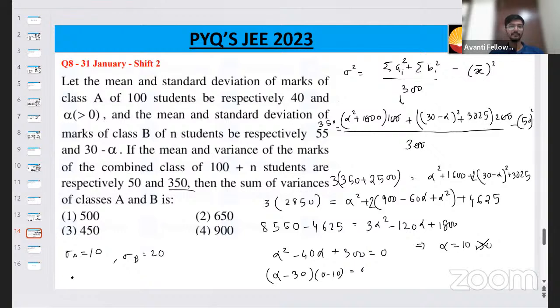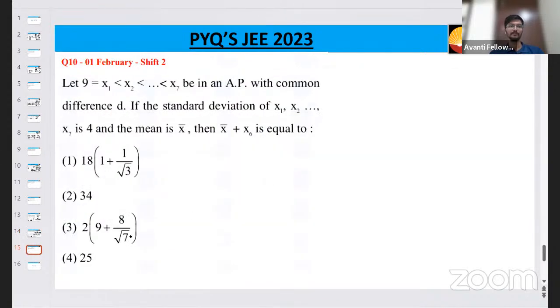So the sum of variances, sigma A square plus sigma B square, which is 100 plus 400, which is 500. This is my answer, option number 1. I hope it is clear. Let's move to the next sum.